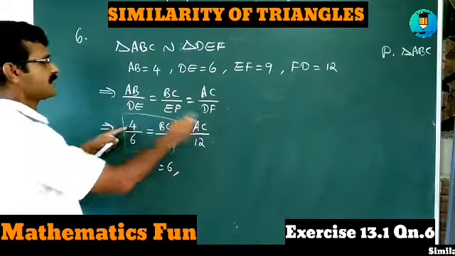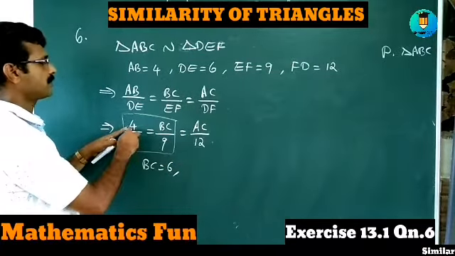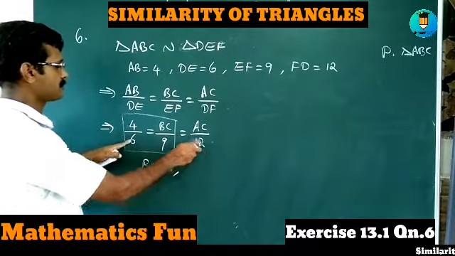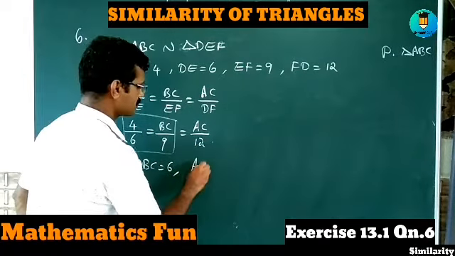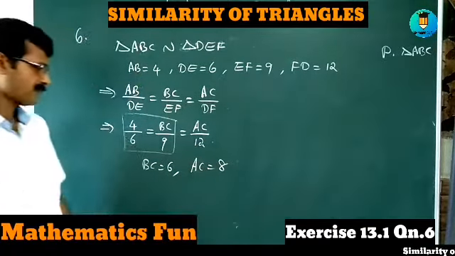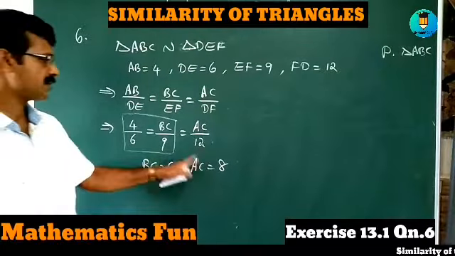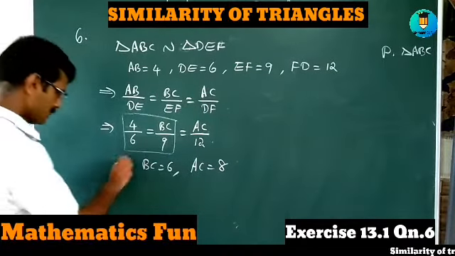Now if I equate the first and last, I will be able to find out AC. This will go 2 times, 2 into 4 is 8. So AC is equal to 8 centimeter. So I got BC and AC from this.